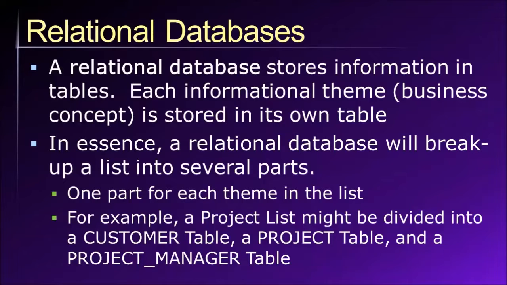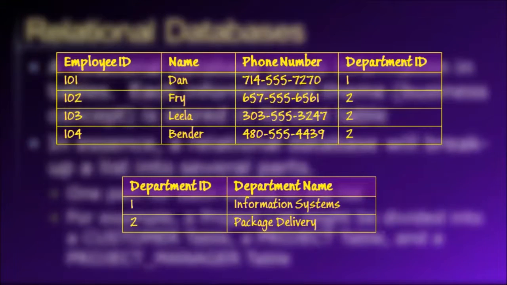So, a good way of thinking about this is, instead of storing all of the information in one big list, we break the list apart into separate pieces according to which information is associated with which business theme or business concept. Therefore, all of the information associated with an employee might go into an employee table, and all of the information associated with a department might go into a department table.